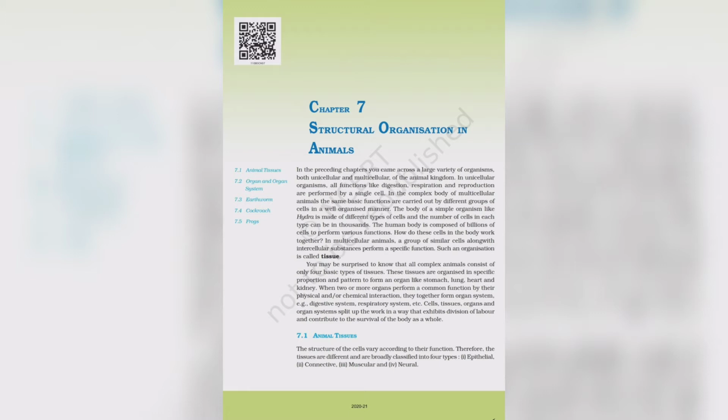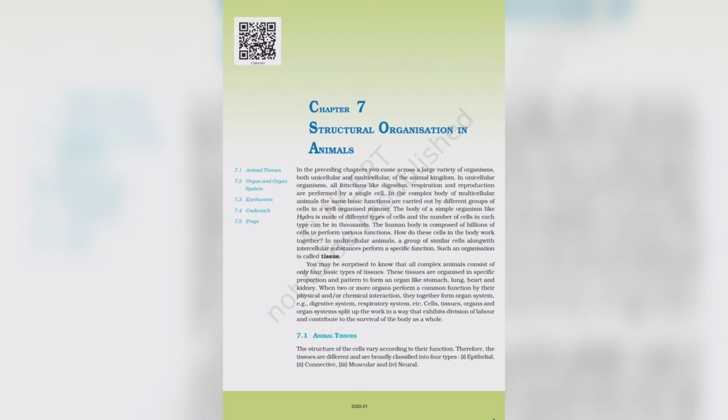You may be surprised to know that all complex animals consist of only four basic types of tissue. These tissues are organized in specific proportion and pattern to form an organ like stomach, lung, heart, and kidney. When two or more organs perform a common function by their physical and chemical interaction, they together form an organ system. Example: digestive system, respiratory system, etc. Cell, tissue, organ, and organ system split up the work in a way that exhibits division of labor and contributes to survival of the body as a whole.